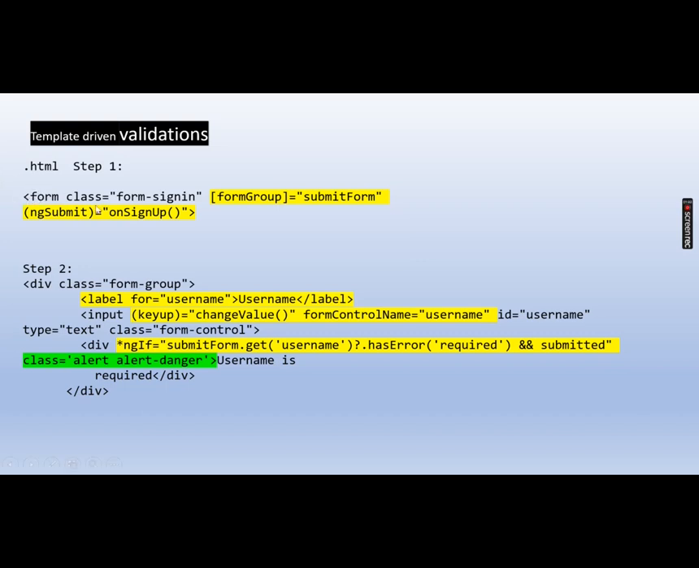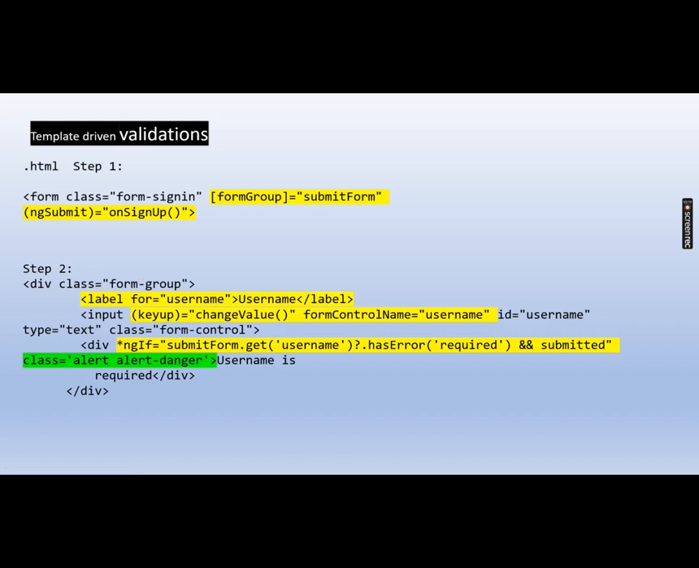So far we have seen form and class, and what we are newly adding here is formGroup equal to submitForm and ngSubmit, whenever the form is submitted, and this ngSubmit equal to onSignUp. These two things, formGroup and onSignUp, we are going to define in the .ts file. Step 1 you have to define like this, and step 2 is the username.